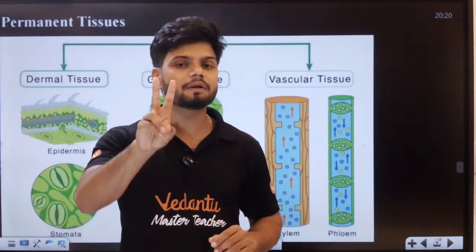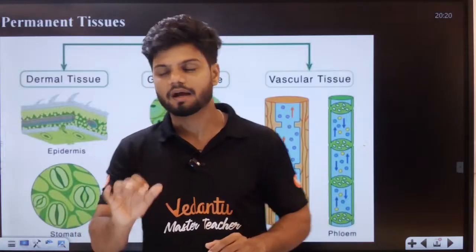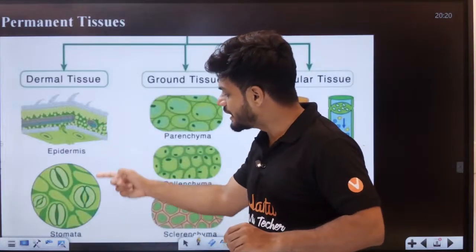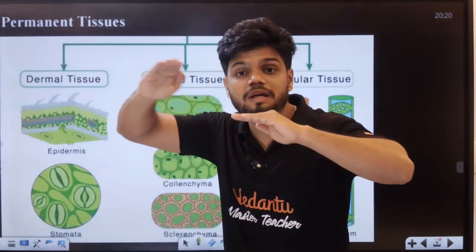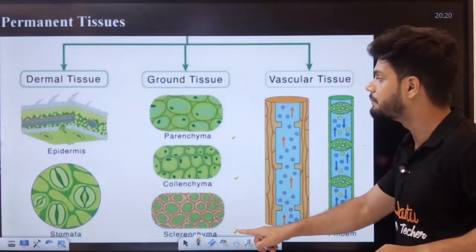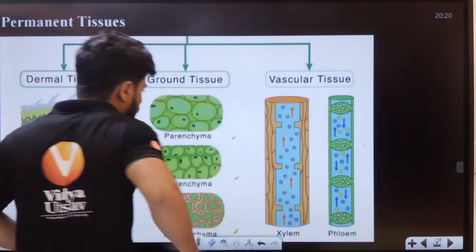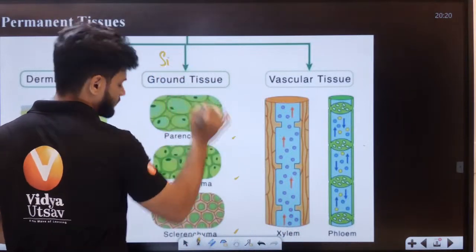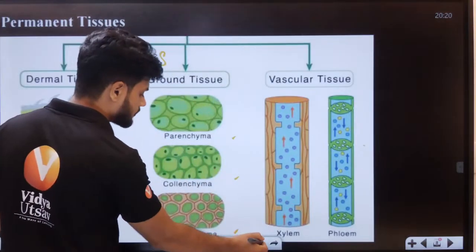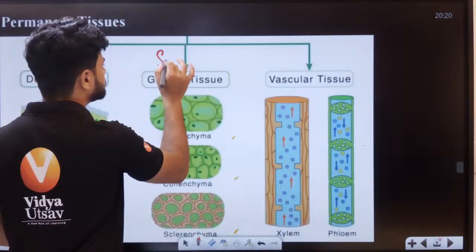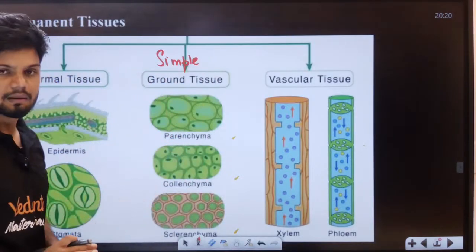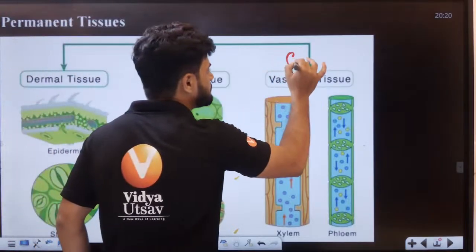Now, permanent tissue can be of two types, simple and complex. Here, for example, we have dermal tissue: epidermis and stomata, present on the outer layer. Then we have ground tissue: parenchyma, collenchyma, sclerenchyma. All of these, students, are called simple permanent tissue. Very simple life they have, students.